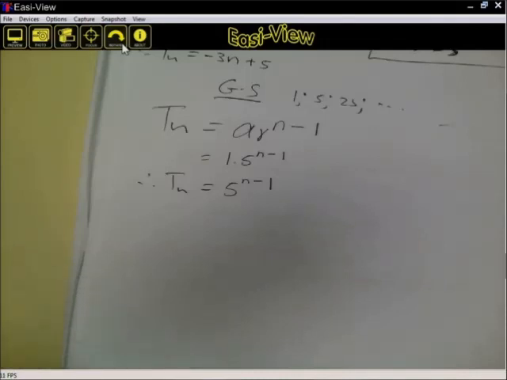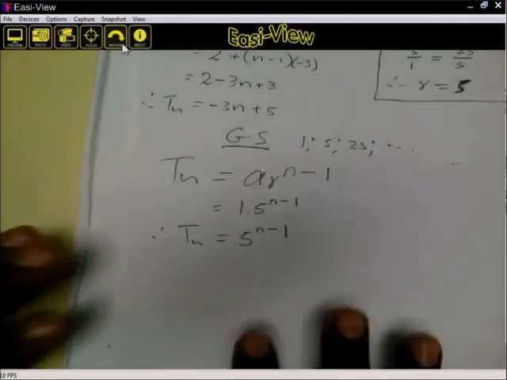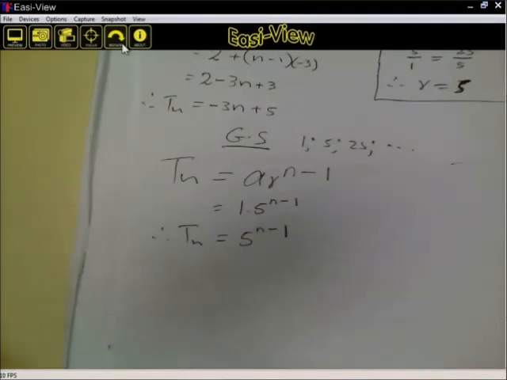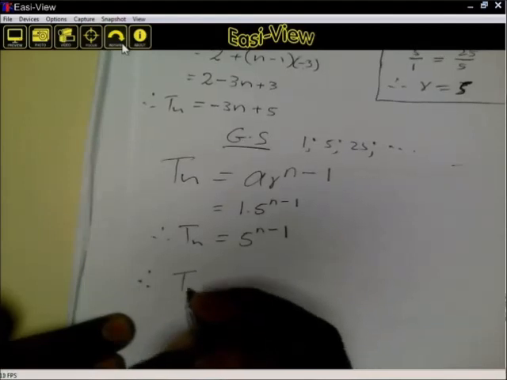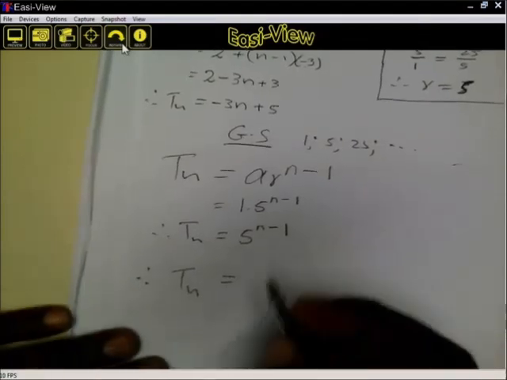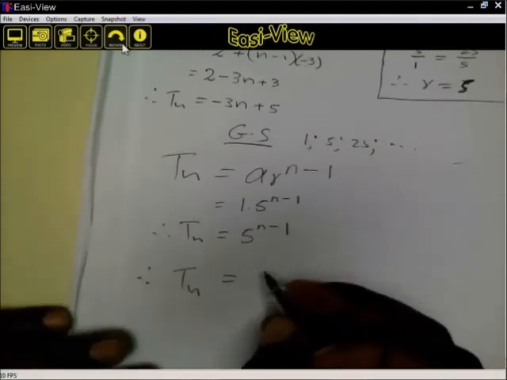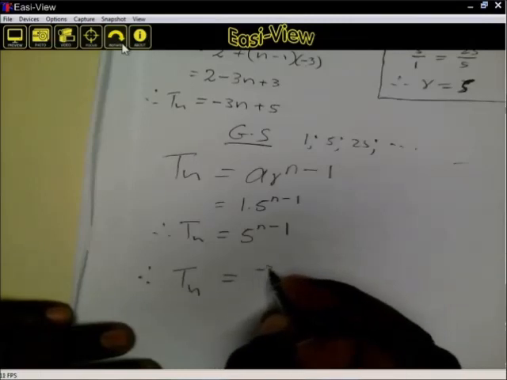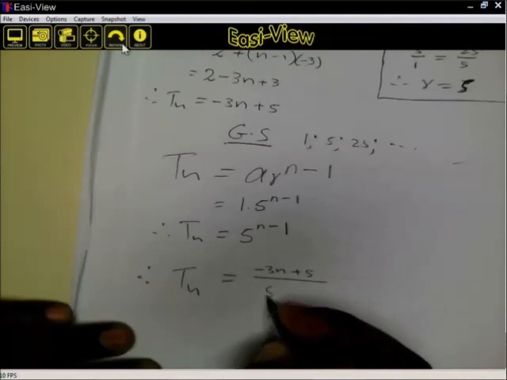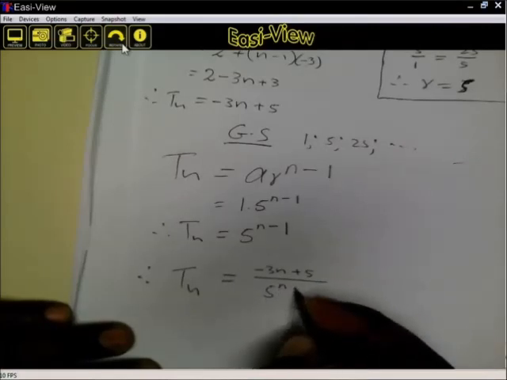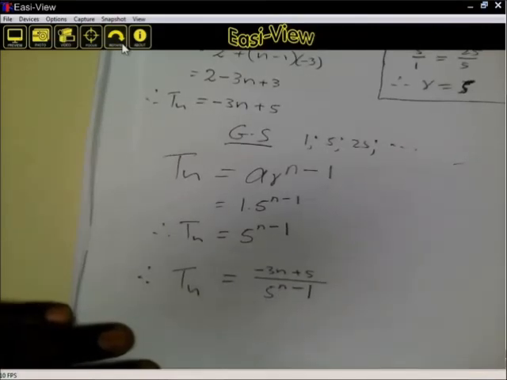And because we want the general term of the whole sequence, we are going to put the two general terms together. So we are therefore going to say Tn is equal to, for the sequence on top we have -3n plus 5 all over 5 to exponent n minus 1.